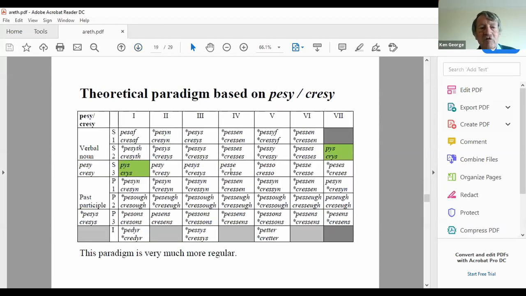Now let's look at the theoretical paradigm based on pezi crazy. This is by far the easiest, because as you see, all of the entries in the paradigm start with pes or kres, apart from the impersonal, which is a separate case. I have written pes and kres here, rather than the lowered form, pes and kres. So that would be the only difference which one would have if one wished to base one's paradigm on pezi and krezi. A number of texts actually use this form.